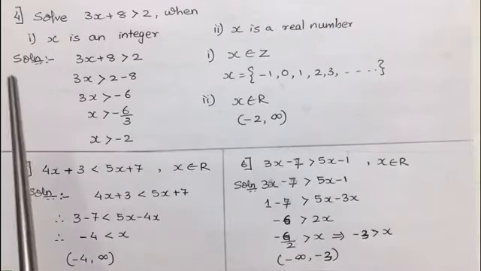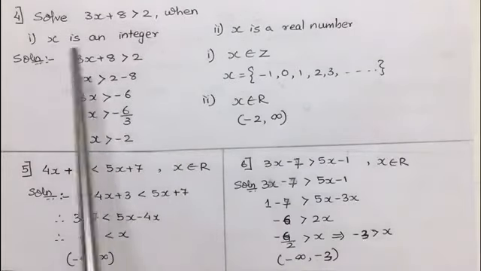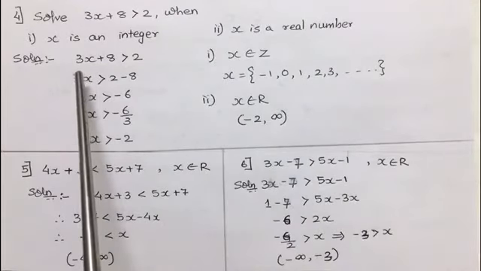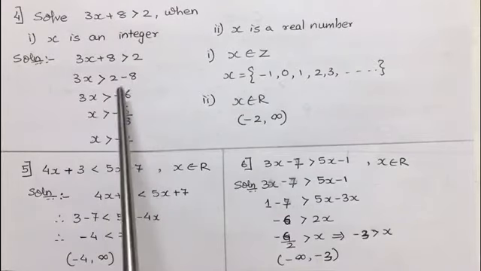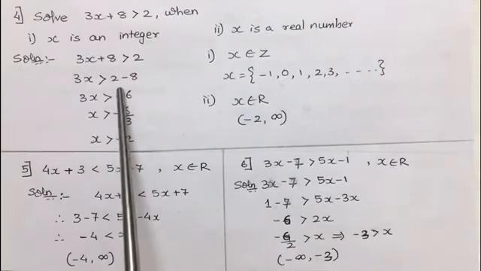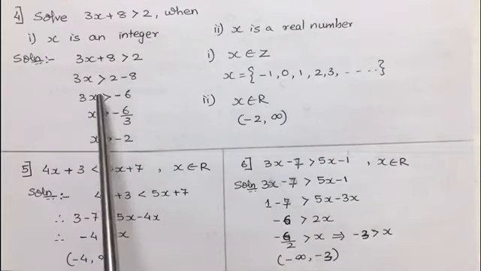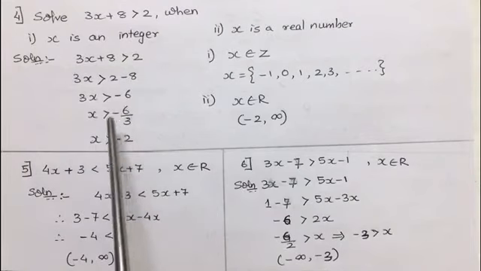Fourth one: solve 3x plus 8 greater than 2, when x is an integer, x is a real number. So we have taken here 3x plus 8 greater than 2. Shifting 8 to the other side, it becomes minus 8. It will be solved just the way you used to solve the equation and calculate the value of x, but instead of the equality sign, the inequality sign is to be kept. So solving it, we get 3x greater than minus 6, x is greater than minus 2.